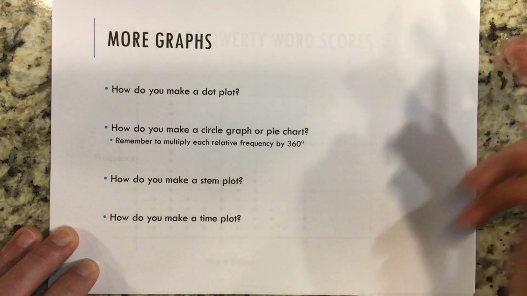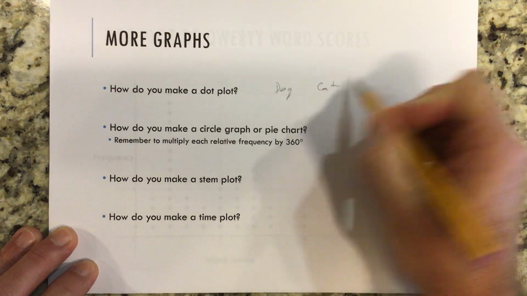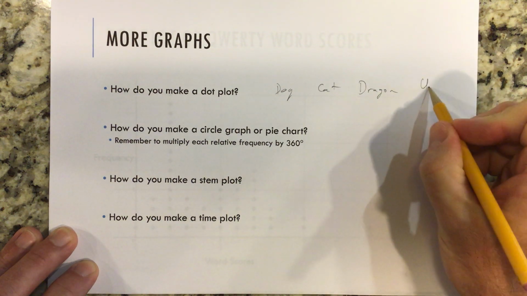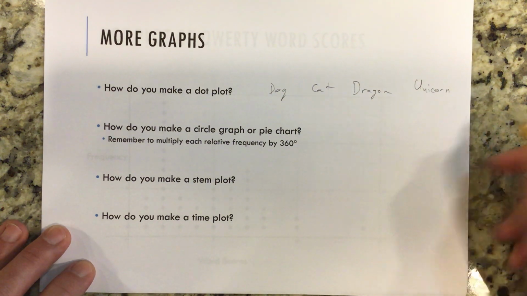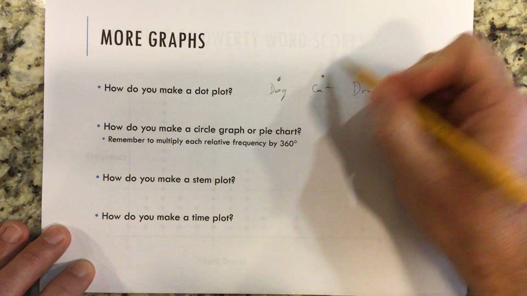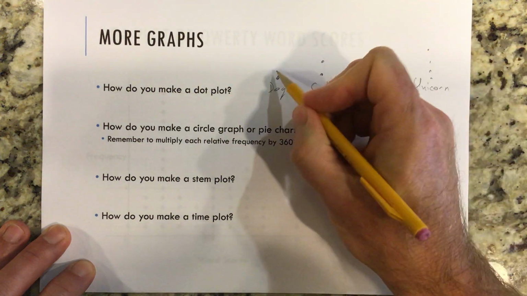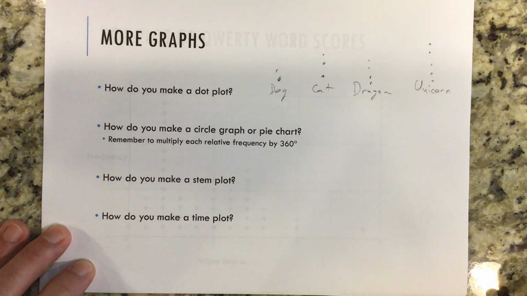But anyway, you would end up with things like dog, cat, dragon, unicorn, so on and so forth, right? And then kids would come up and put their stickers, and based on the number of stickers, you would know that's how many students in the class chose each animal.